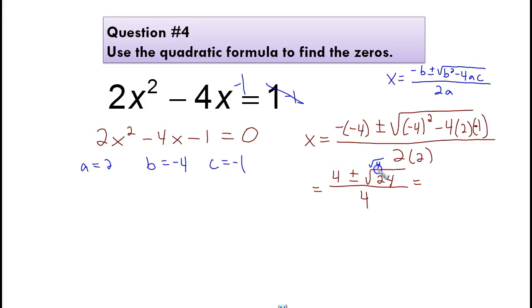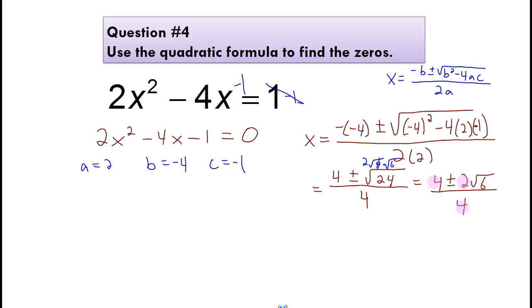It is the same thing as root 4 times root 6, where we can take the square root of 4. Square root of 4 is a 2. So we get 4 plus or minus 2 root 6 all over 4. Now, as we're representing the answer, since all three of these parts that are not under the radical are divisible by the same thing, one way to reduce this is just to divide all of them by 2. So you get 2 plus or minus 1 root 6 over 2, which you could simplify by dropping the 1 and just have 2 plus or minus root 6 over 2.